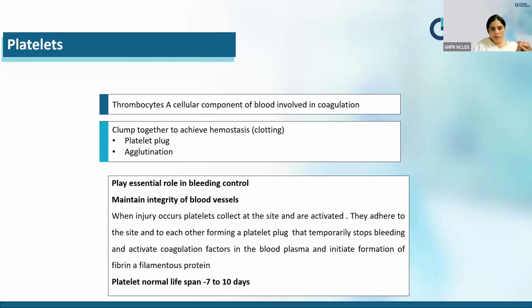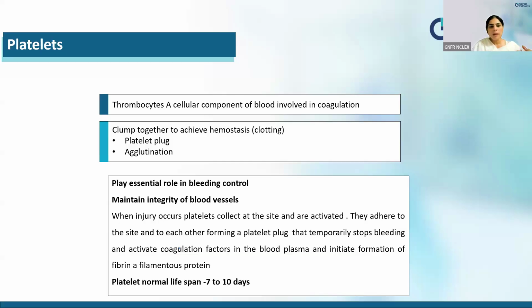Right? What is coagulation? It's clot formation, clotting, right? Clot formation. Yes, good. So these are involved in the coagulation, this clot formation. So what happens? They clump together to achieve hemostasis. Hemostasis is stopping blood. Hem is blood and stasis is stop.